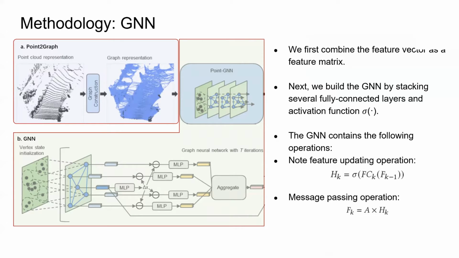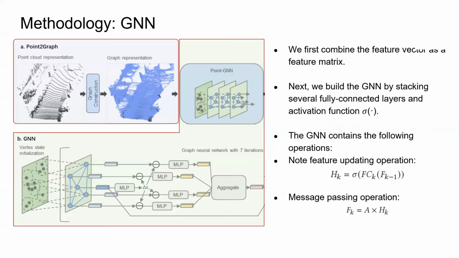After the graph construction, we use the graph neural network, or GNN for short, to learn useful features from the graph representation. We first combine the feature vector of each point as the input feature matrix. Next, we build the GNN by stacking several fully connected layers and the activation function sigma. And the GNN computation contains the following operations.